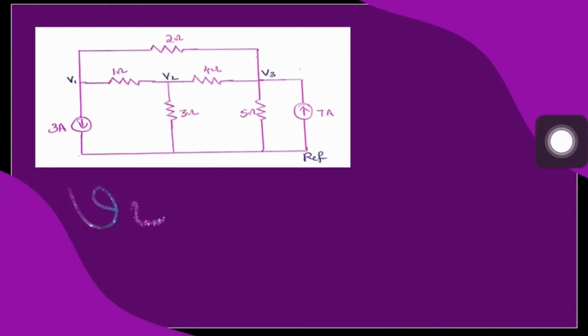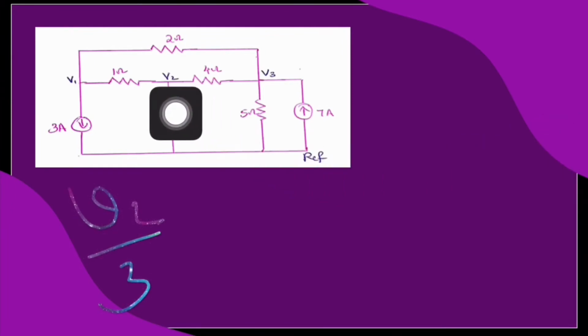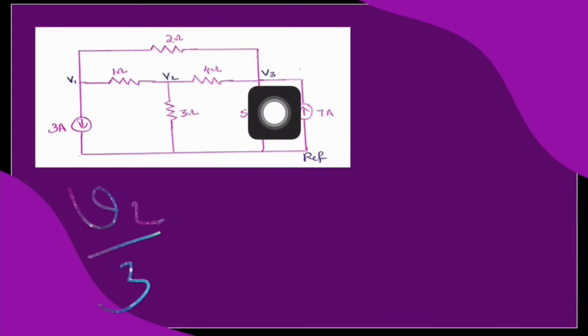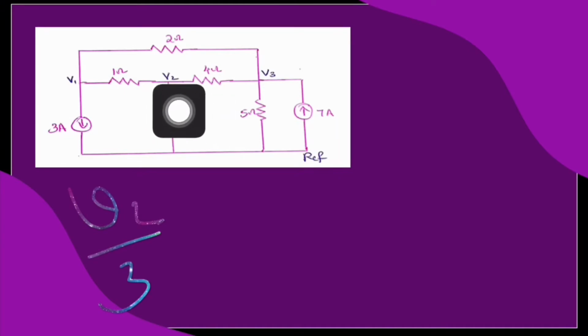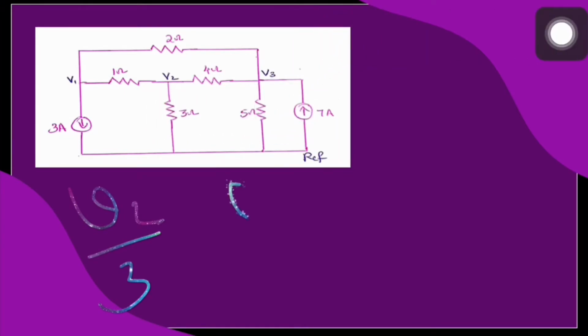Now look at this 3 ohm. One end of it is at potential V2 and other end is at reference node at 0 potential. Correspondingly, the current through this 3 ohm from node V2 to reference node can be written as V2 by 3. On the other hand, one end of this 4 ohm is at potential V2 and other end is at potential V3. Hence, the current through this 4 ohm from node V2 to V3 can be written as V2 minus V3 by 4.